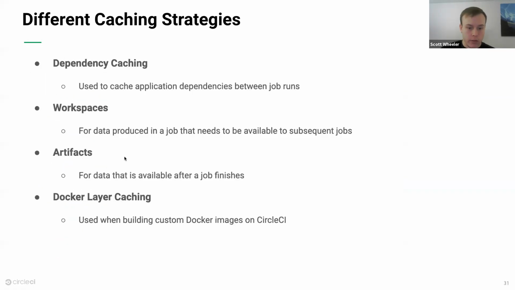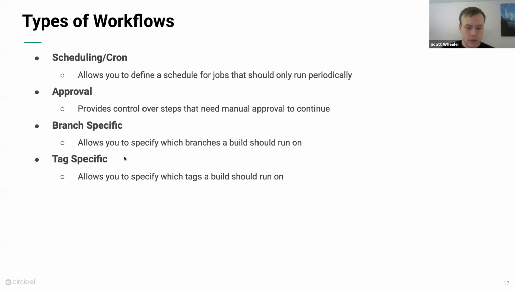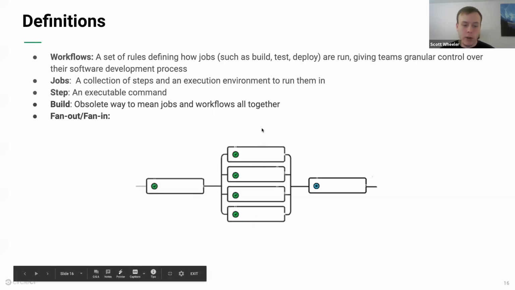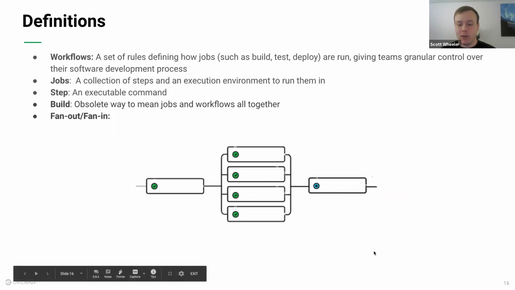Sorry, I was just looking for the fan out, fan in. Here. So in this case, all your parallel tests would collect your coverage data, and then using workspaces, you would let it move forward into the final build as you fan in, and from there you can persist the data as an artifact or however you'd like to handle it.